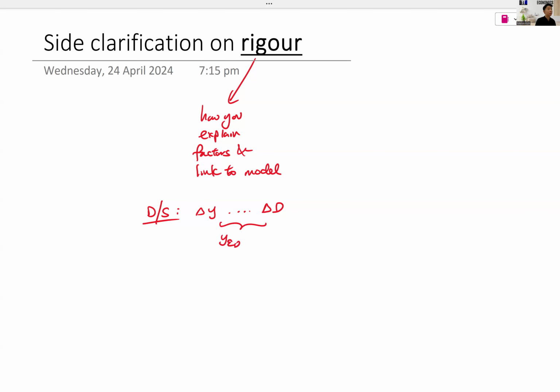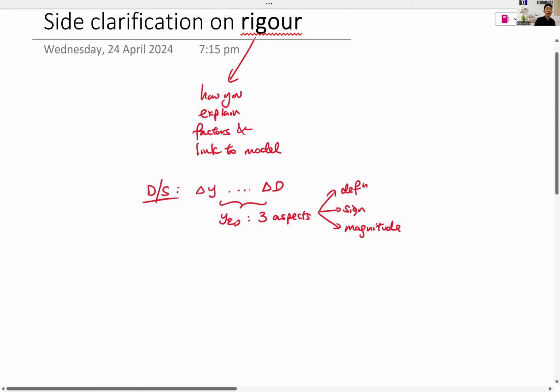And do you know what to explain when you talk about YED? Three things. Don't worry, we'll go through all this when we start revising. For YED, you have to explain three aspects: the definition, the sign, the magnitude. So this is one example of rigor. And if we are talking about market structure, we also need to explain rigor, right?